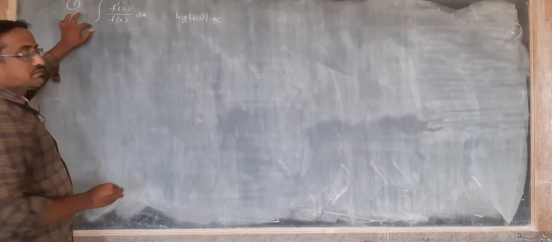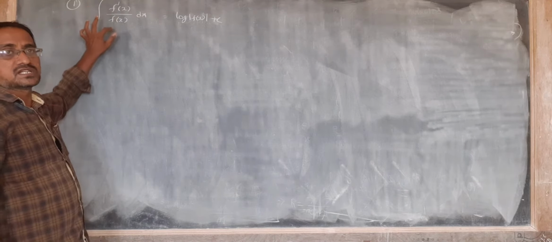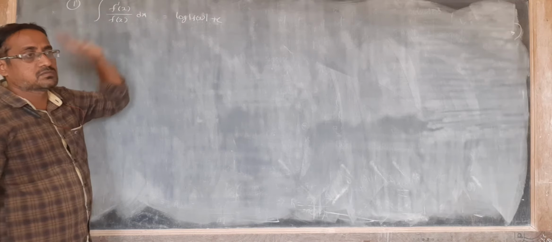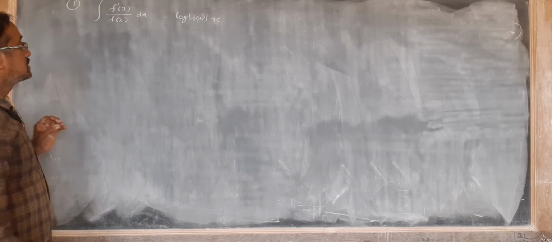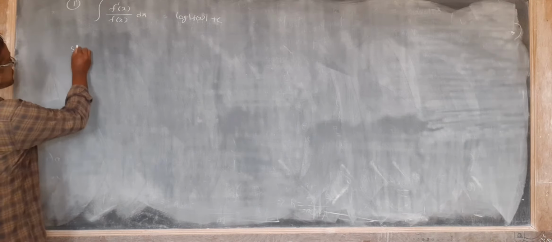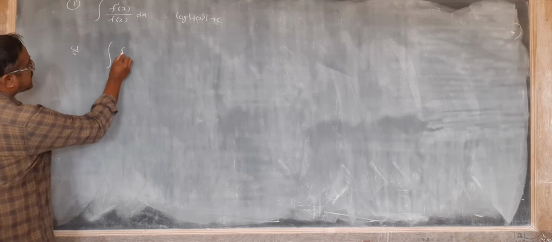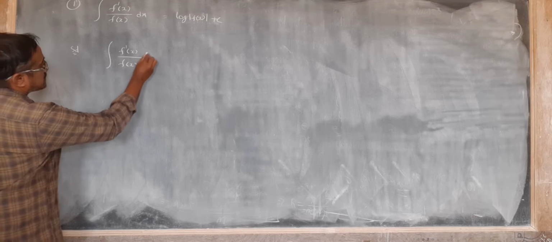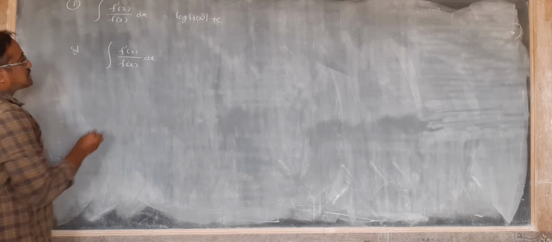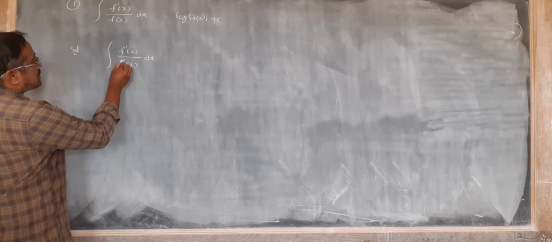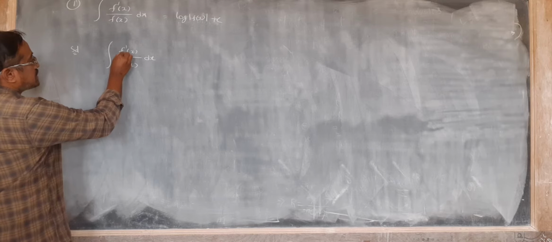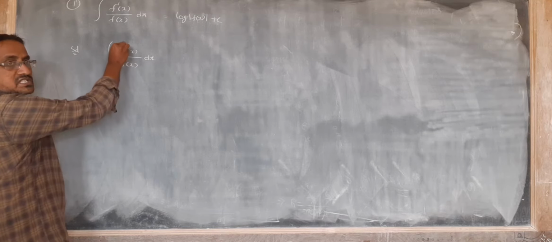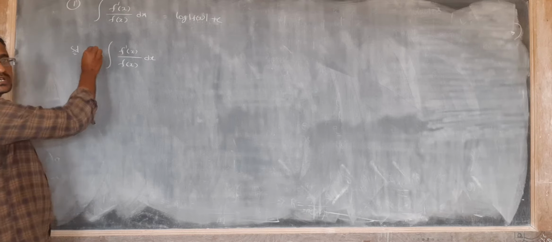So if you have a function like this, integral f dash of x by f of x dx, then the result is log mod f of x plus c. Let us see. So let us consider integral f dash of x by f of x dx. Here you can observe the derivative of one function in the numerator. F of x is in the denominator and its derivative is in the numerator.